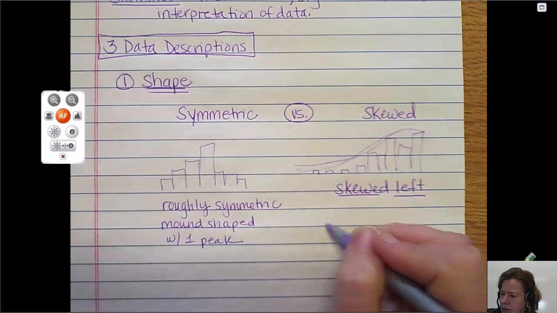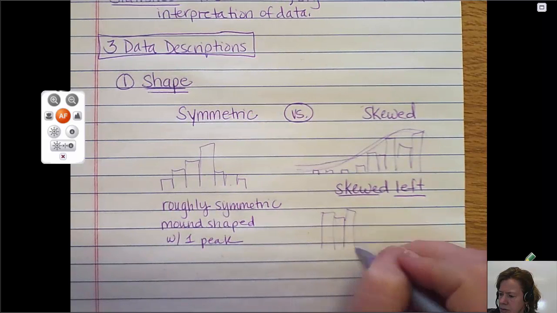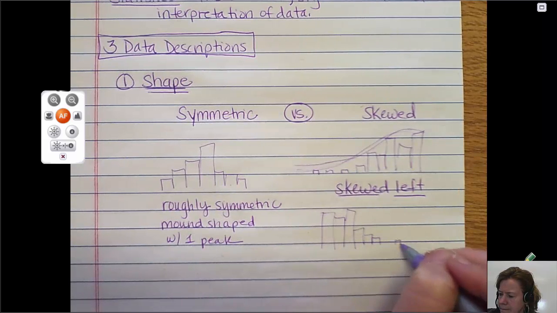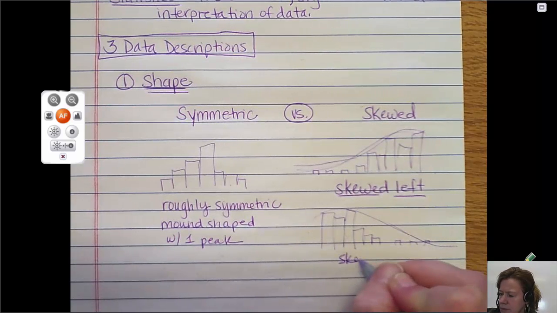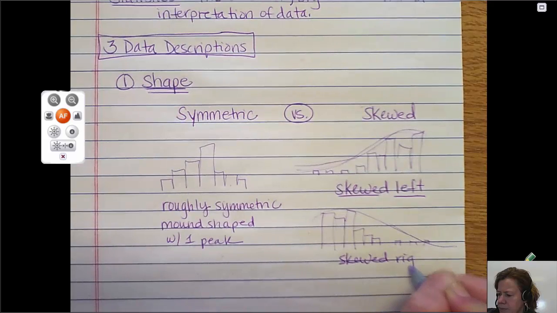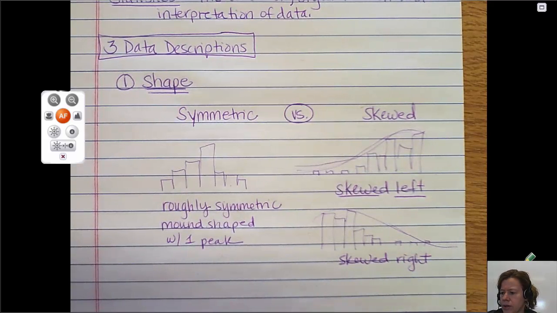Likewise, we can have graphs that are skewed to the right. Something like that is skewed to the right. Okay, so our descriptions of shape of our data are symmetric versus skewed.